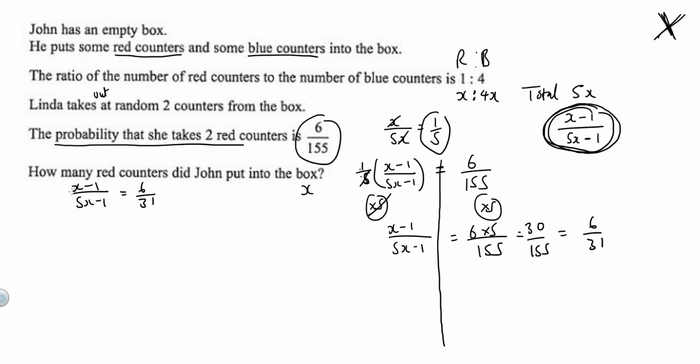Because I've got a fraction on both sides, I'm going to bring the 31, this denominator here, to this side, and this 5x minus 1 to the other side. I'm going to crisscross. So if I bring the 31 over to the other side, that will be 31 multiplied by x minus 1. Then bring this 5x minus 1 next to the 6. That will be 6 multiplied by 5x minus 1. Now expand the brackets. Expand the brackets here as well.